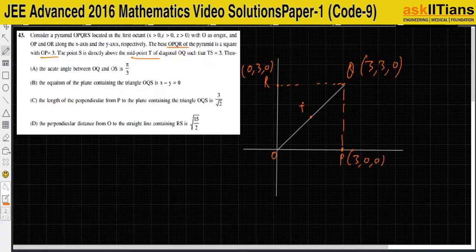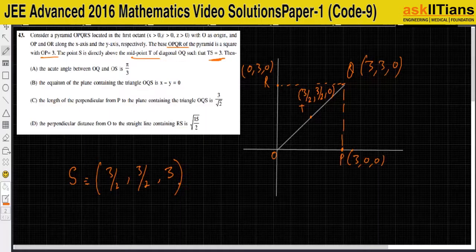What are the coordinates of point T? That's 3 by 2, 3 by 2, 0. And point S is above this T. Somewhere above this T at a distance of 3 from here. So what are the coordinates of point S? Coordinates of point S will be 3 by 2, 3 by 2, 3. X and Y will remain same. Only Z will increase because I'm moving in Z direction. So this will be the coordinates of point S.